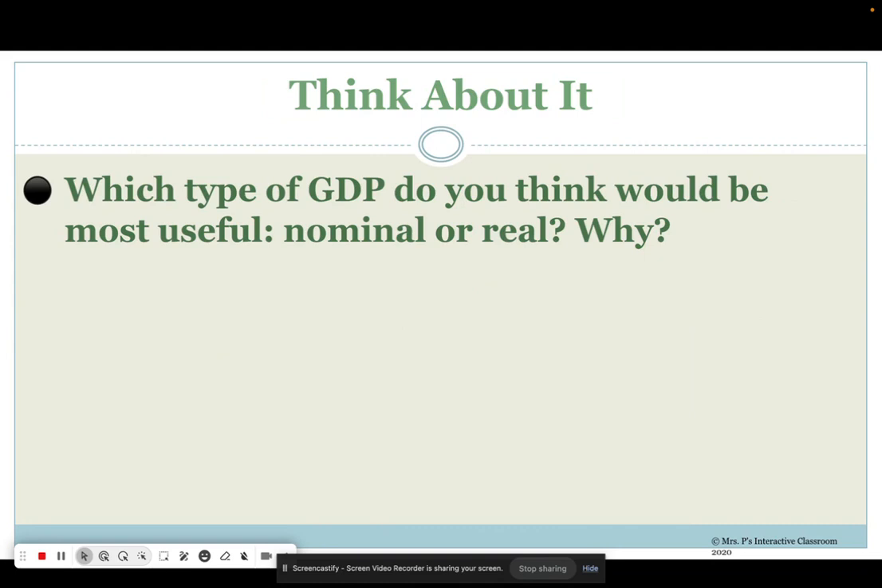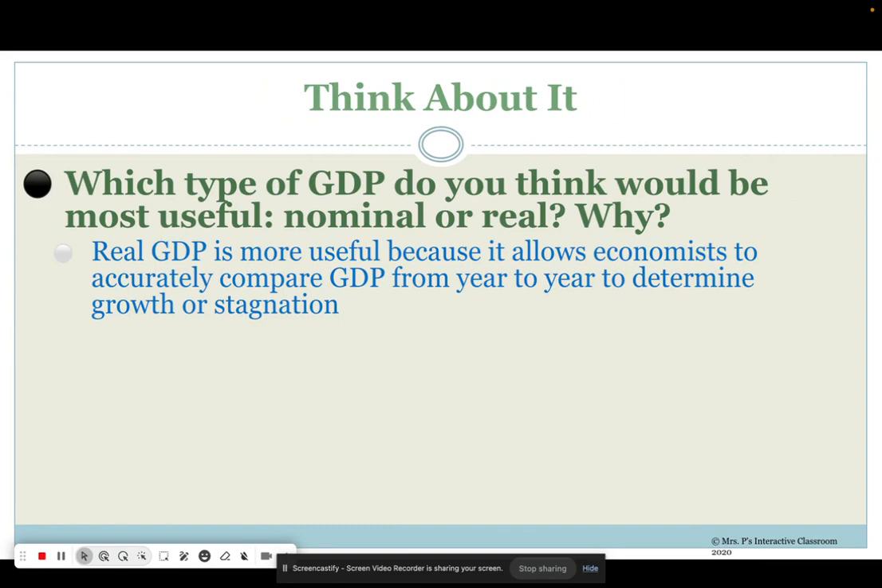So think about it for a second. Which type of GDP do you think would be most useful, nominal or real, and why? Why don't you go ahead and talk to your partner about this one? Pause me, talk to your partner, and give it about a minute, and then come back and join me on the next slide.